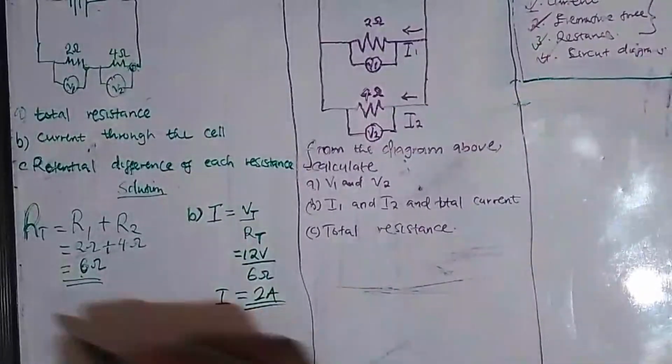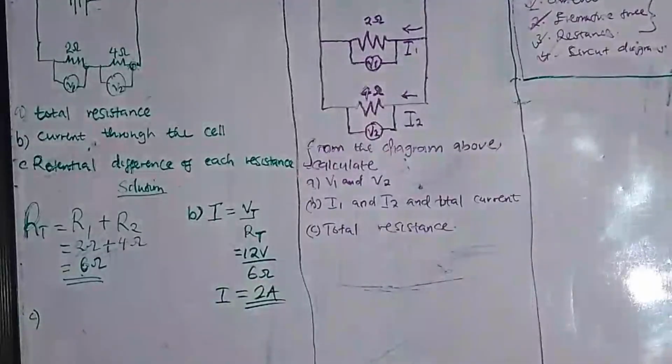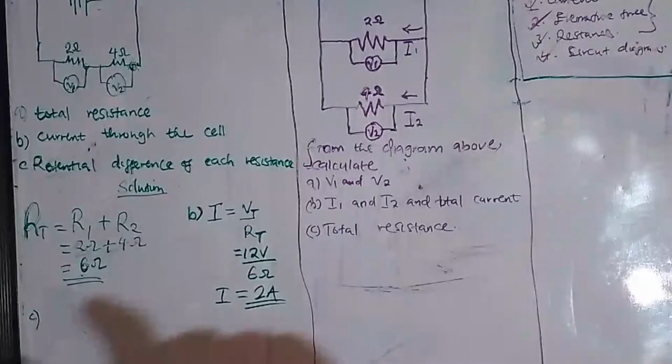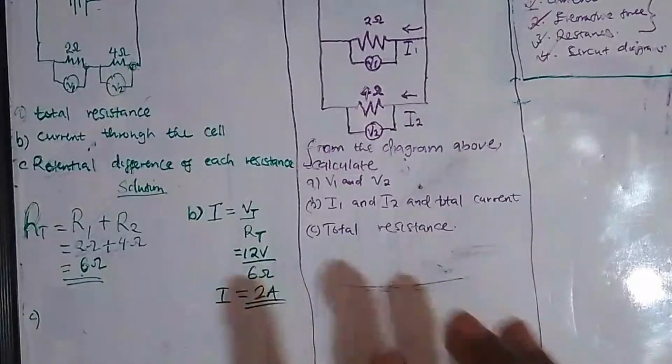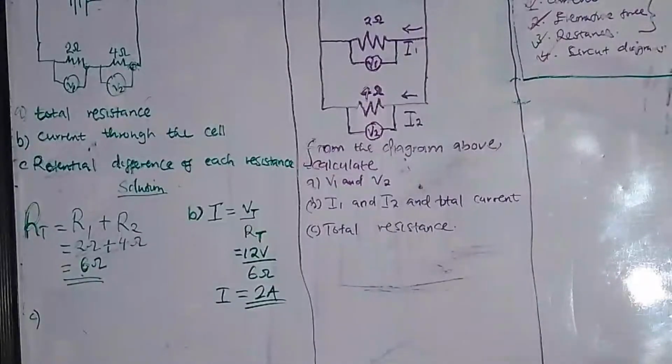So moving on to our final question, which is part C. Part C is asking us to calculate the potential difference of each resistor. So here we are calculating now the potential difference of each resistance.